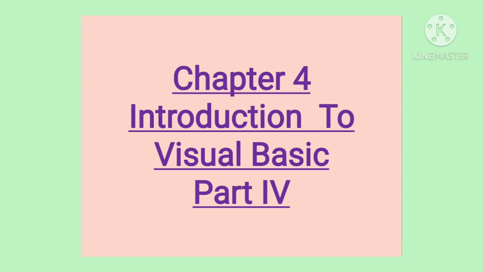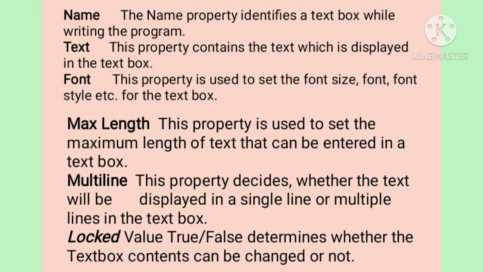Let us continue with Chapter 4, Introduction to Visual Basic Part 4. Let us continue with the properties of text box. Name. It identifies a text box while writing the program. Text. It contains the text which is displayed in the text box. Font. It is used to set the font size, font style, etc.